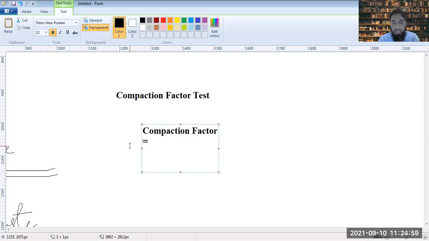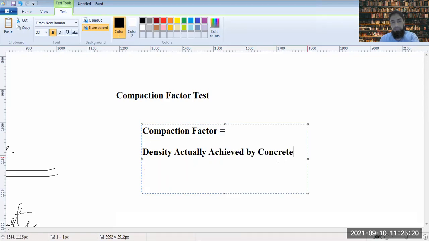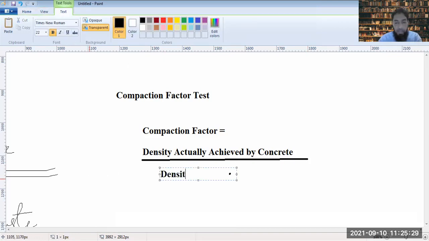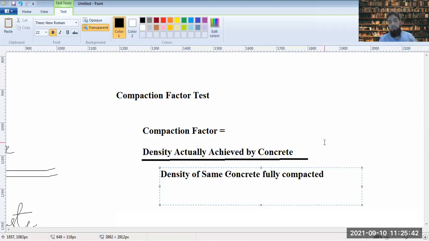That's equal to the density achieved by concrete divided by the density of the same concrete which is fully compacted. Now you are testing a particular one, and there is one which is fully compacted.